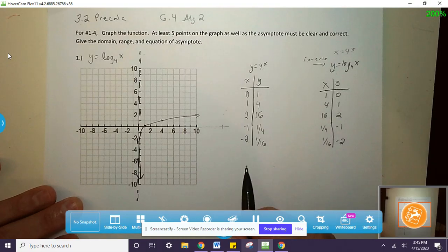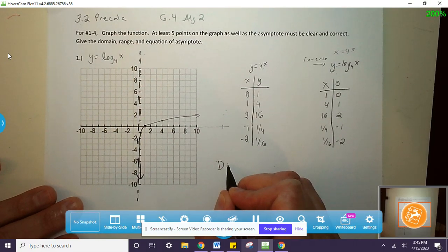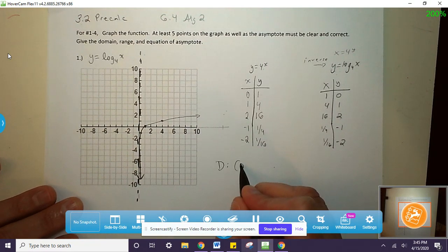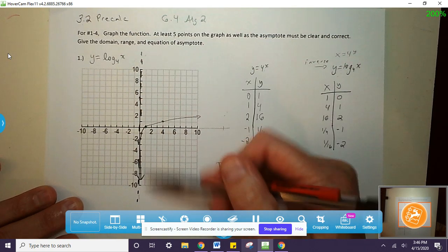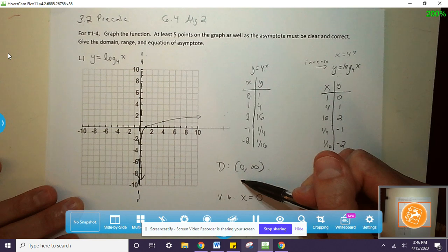And the next thing I want to do is give the domain, range, and equation of asymptote. If you look at the graph, the domain is anything that's bigger than 0, but not including 0, because the vertical asymptote is the y-axis. The equation is x equals 0. So we don't actually use x equals 0. That's why it has to be parentheses and not a bracket.